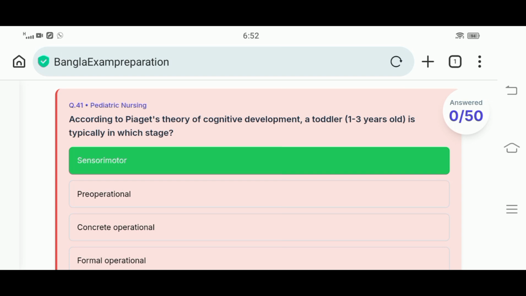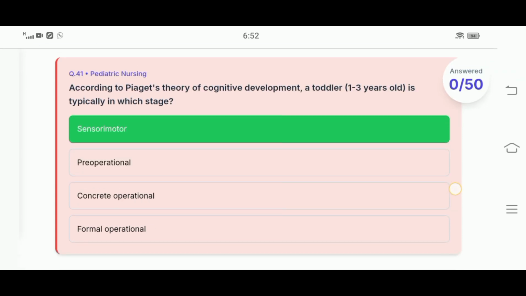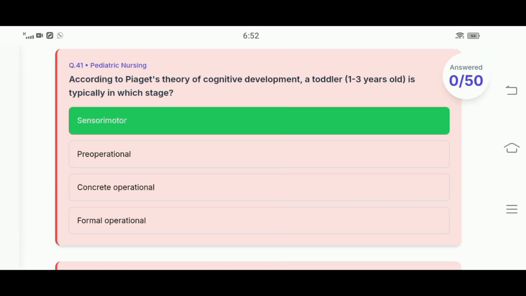Next, 41. Pediatric nursing. According to Piaget's theory of cognitive development, a toddler 1 to 3 years old is typically in which stage? Options are A. Sensory motor, B. Pre-operational, C. Concrete operational, and D. Formal operational. So the correct answer is A. Sensory motor.